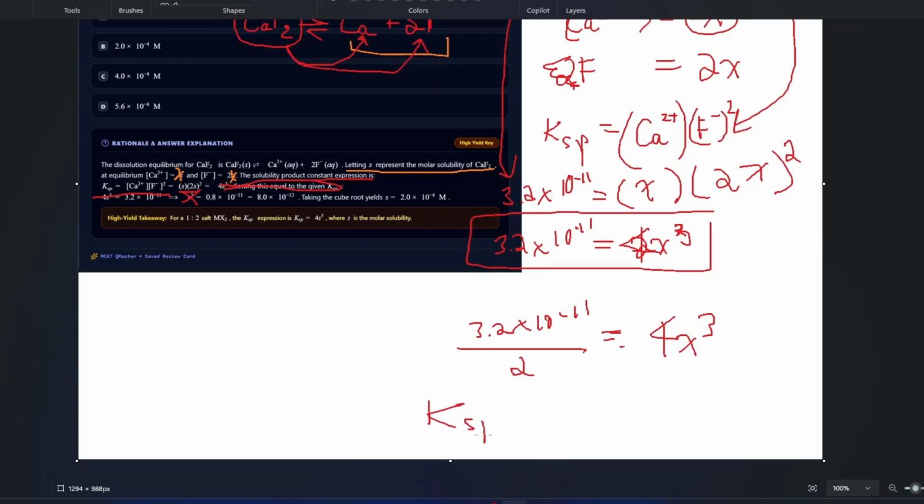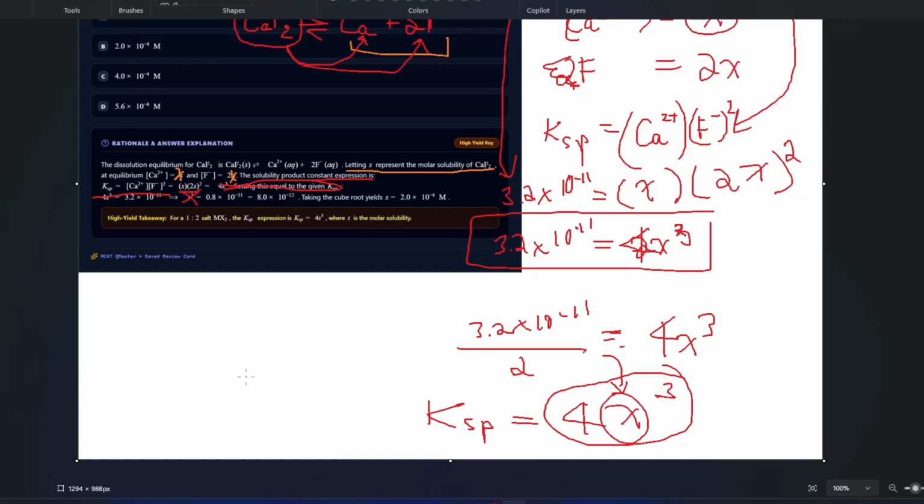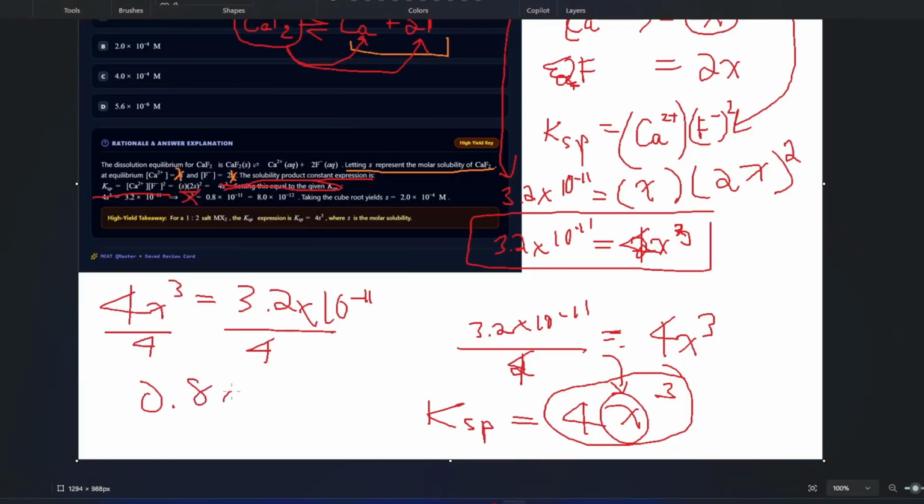So Ksp is equal to 4x cubed, where s is your molar solubility, but I just used x instead. So you just solve for x. 4x cubed is equal to 3.2 times 10 to the negative 11, as we did here. We would divide it by 4, right? 3.2 divided by 4 should give you 0.8 times 10 to the negative 11. And the answer shows you 8 times 10 to the negative 12.